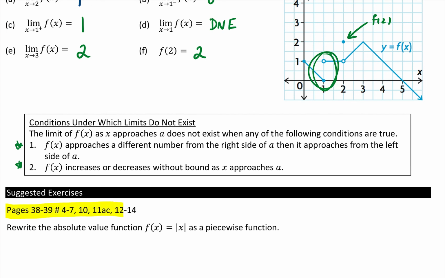I'd recommend you try the following questions. And I'd like you to think about this question. Rewrite the absolute value function as a piecewise function. If someone wanted you to graph the absolute value of x, how could you write it as a piecewise function? And here's a hint. You can easily rewrite the absolute value function as a piecewise function with two components. So maybe draw it out first and then decide how you're going to rewrite it as a piecewise function. Good luck.